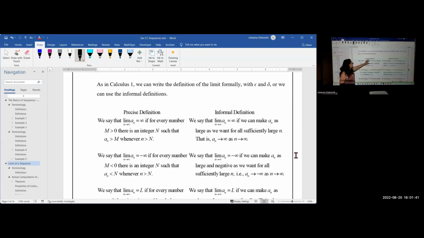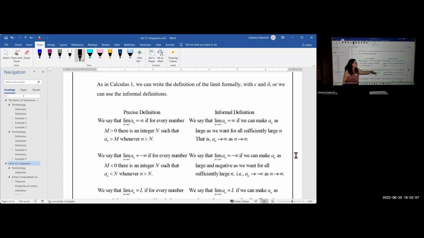Now, the precise definition is we say that the limit of a sub n as n goes to infinity is infinity if for every number m greater than 0, there's an integer N such that the sequence value a sub n is greater than m, whenever lowercase n, the subscript, is greater than N. In other words, whatever you pick, it's going to get bigger than that, right?